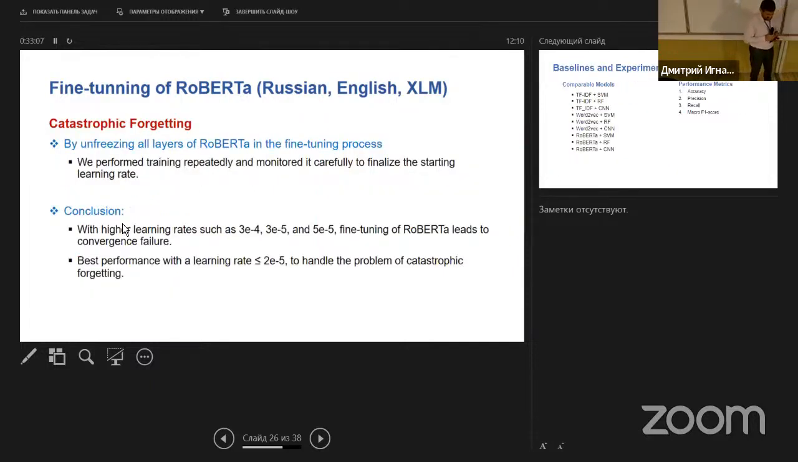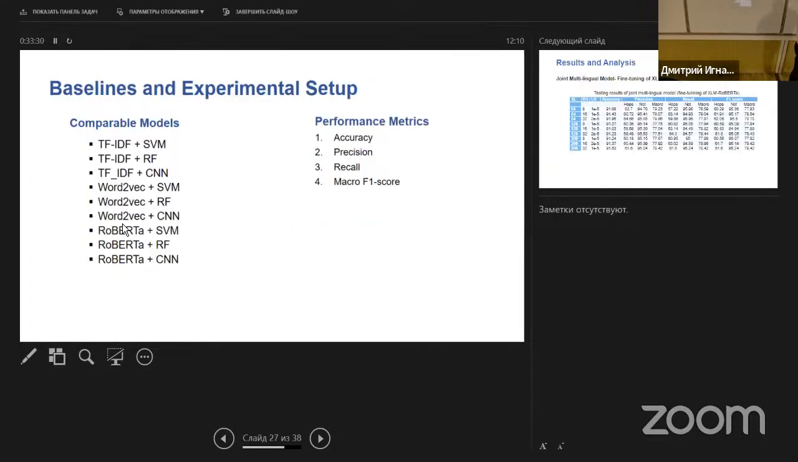this overfitting. For catastrophic forgetting, we applied a certain range of learning rates, because with higher learning rates, the language model did not perform well. They lead to convergence failure. So with the lower learning rates, we reached the conclusion that they better handle catastrophic forgetting. So these are the comparable models.